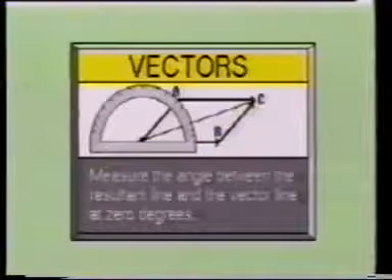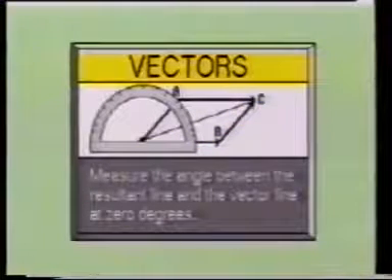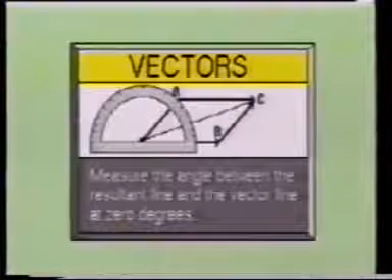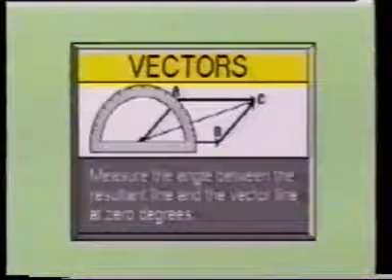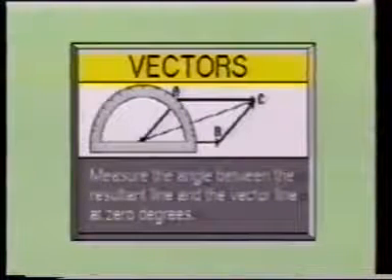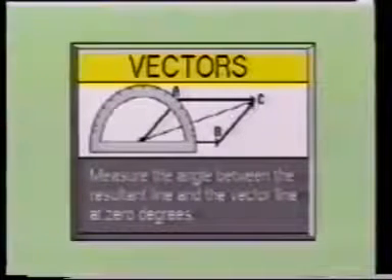To find the phase relationship of the two signals, use the protractor and measure the angle between the resultant vector and the vector at 0 degrees, which is vector line B. We learn the phase relationship between these two voltages is 16.6 degrees.